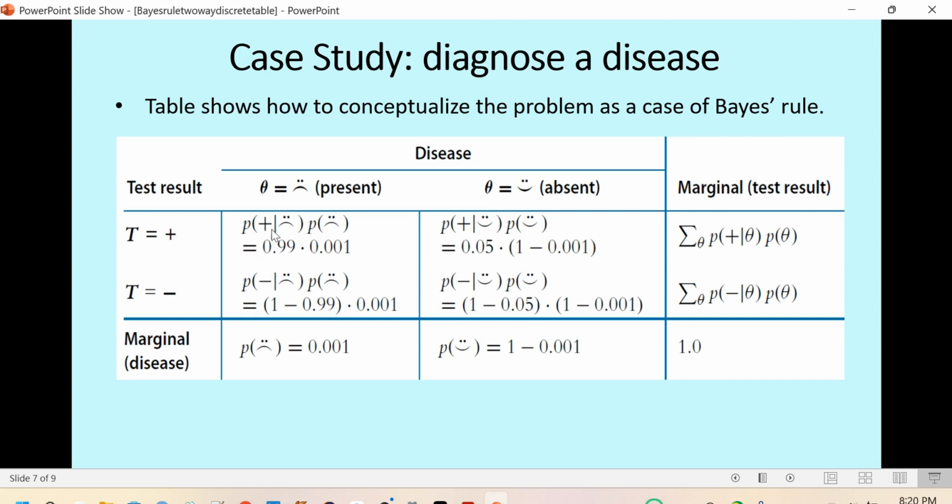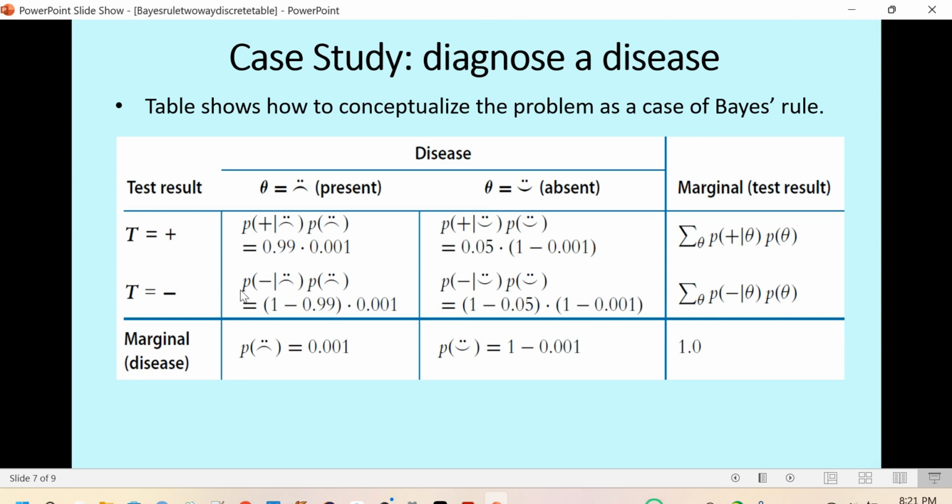This is the hit rate, right? And if the person generally has 0.001, then if the test result is negative, there's 1 minus 0.99. So this is the complement of the hit rate. So if this person has disease, in 99% of the cases it will be tested positive, which means in 1% of the cases the test will be negative, right?